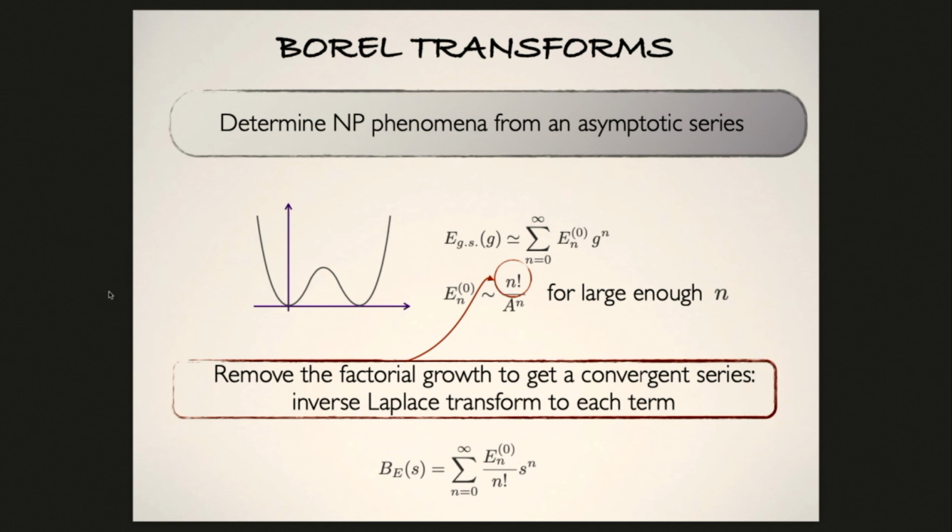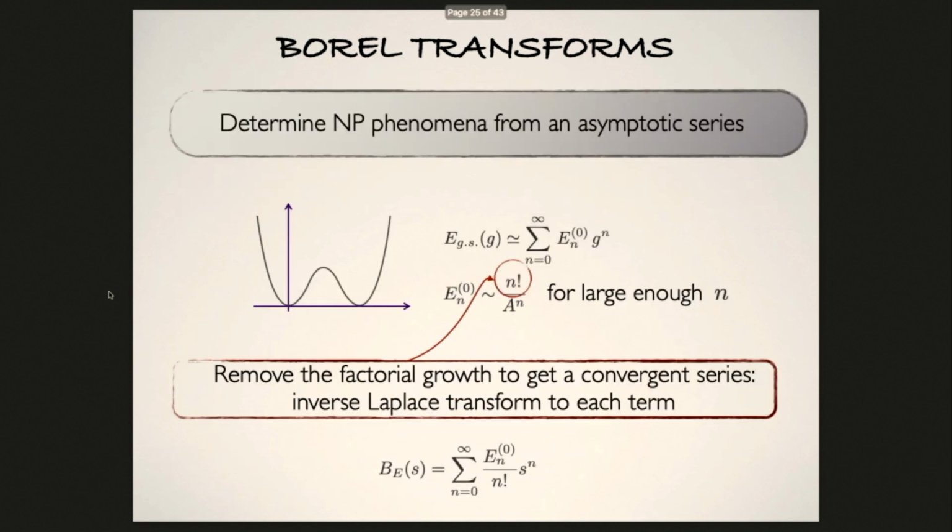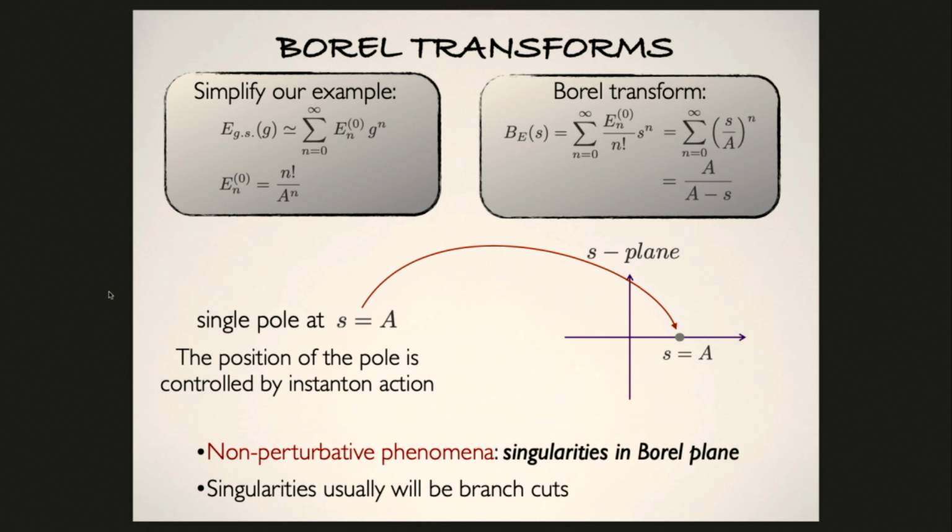So I have a series. It's factorially divergent. I can actually calculate these coefficients numerically or analytically. And what I can do is an inverse Laplace transform of each term. If I do that, in effect what I'm doing is removing the factorial growth, and I can now analyze this new series. It now has a finite radius of convergence, so I can see the analytic properties of this new series. This is just a simplification. I said that here the behavior was approximately n factorial, but let me say that it's exactly n factorial, just for the sake of simplicity.